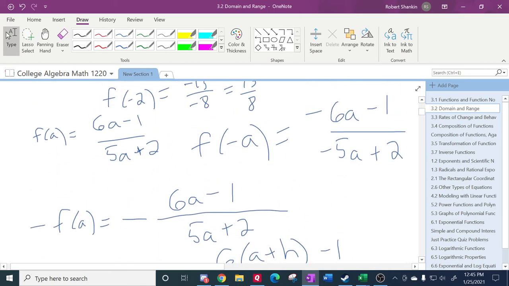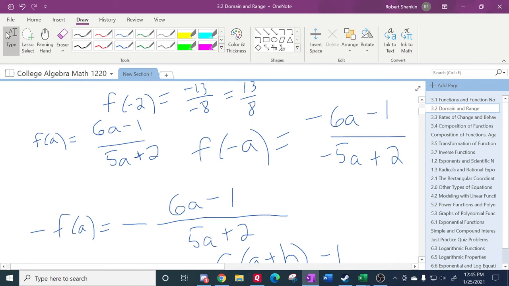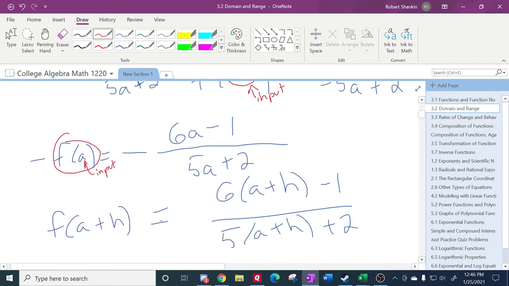Alright, so let me just clarify something over here. This is negative a is the input. On this one, only a is the input. So you're going to do this one just like we did this one up here. But then you throw an extra negative out in front. So it's the negative of this, but this part gets done first, f of a, and then throw an extra negative just on the outside.